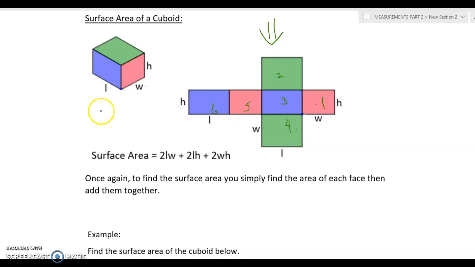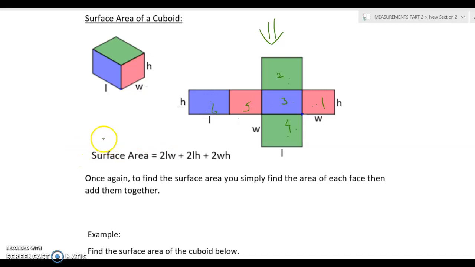Now, what you need to recognize in a cuboid is that you see how we have these 2 green, right? That means that those 2 rectangles in the cuboid are the same. The 2 pinks, those 2 are the same as well. And the 2 blues, those are the same as well.